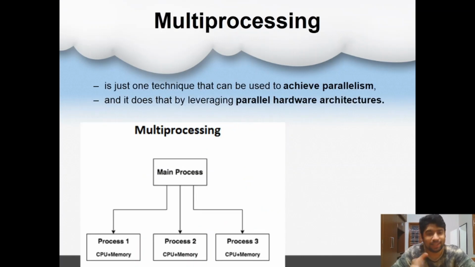Multiprocessing is just one technique that can be used to achieve parallelism, and it does that by leveraging parallel hardware architecture. You can see in the diagram, multiprocessing: the main process is divided into multiple processes. Every process will be given, in the same system, a different CPU plus memory. You can see in the diagram.